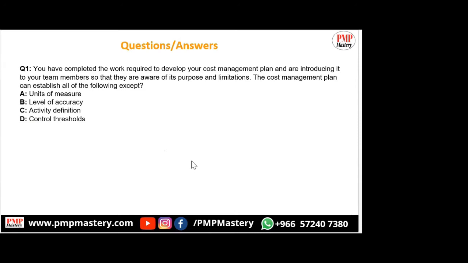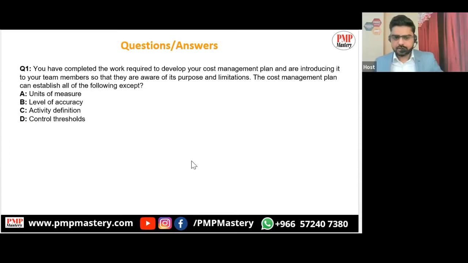Unit of measure, level of accuracy, activity definition, control threshold. Send me your answer, guys. One person's answer I can see is different from the rest of you. E, except one, everyone selected option C, which is the correct answer. I think the person who selected E has missed this word except.